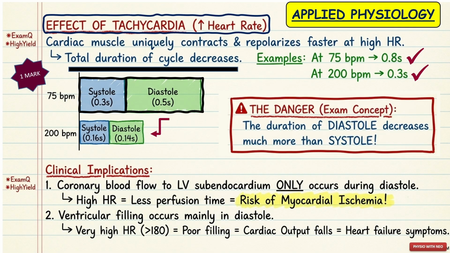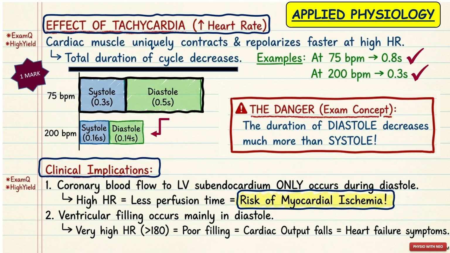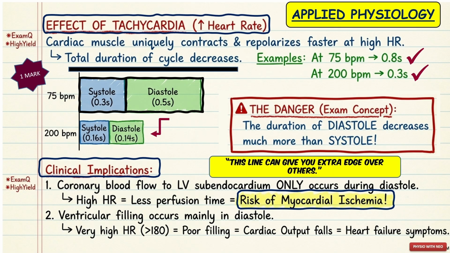But most important, the danger here is that the duration of the diastole decreases much more than the systole, which gives our clinical implication, because coronary blood flow occurs only during diastole. As the heart rate increases, there is less perfusion time, and there is a risk of myocardial ischemia. This line gives you an extra edge over the others. And the second implication of the increased heart rate is that ventricular filling occurs mainly during diastole, and that causes poor filling, cardiac output falls, and that leads to heart failure symptoms.